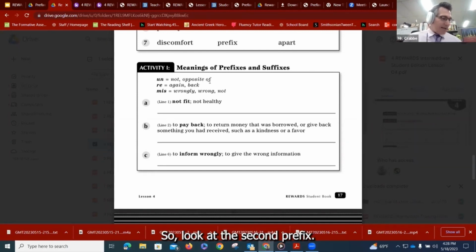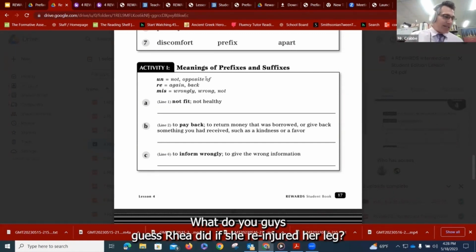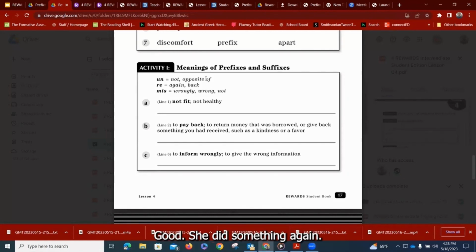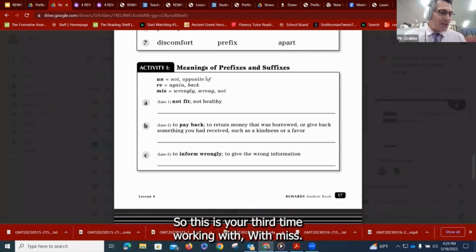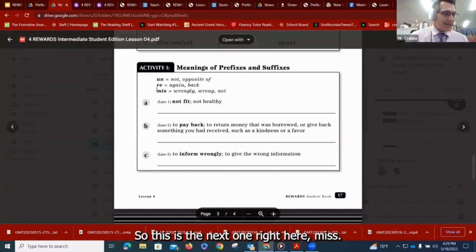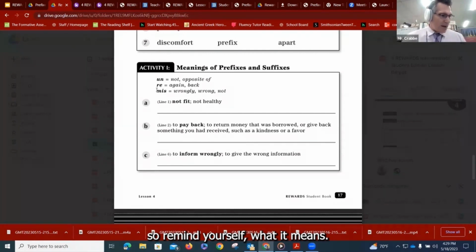So look at the second prefix, re, which you learned in lesson 3. Re means again or back. So if Ria re-injured her leg, what could you guess about what Ria did? What do you guys guess Ria did if she re-injured her leg? She did it again. Good. She injured her leg again. So this is your 3rd time working with mis. This is the next one right here, mis. So remind yourself what it means.